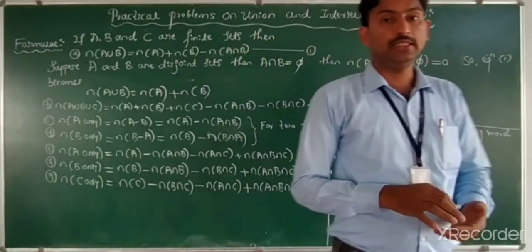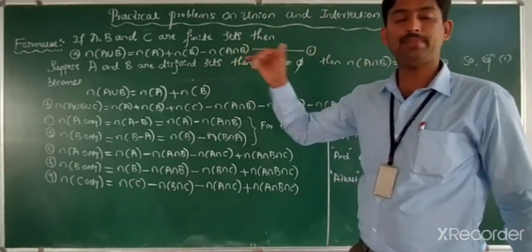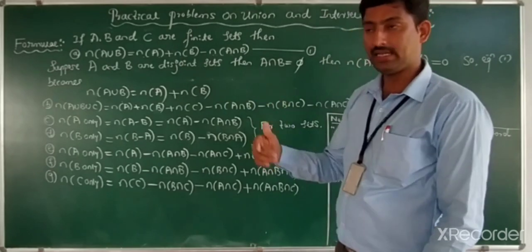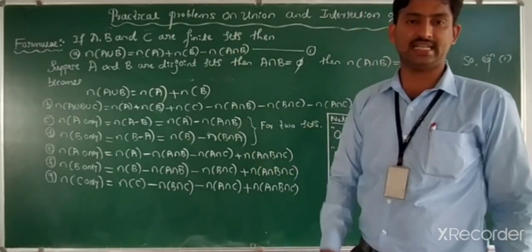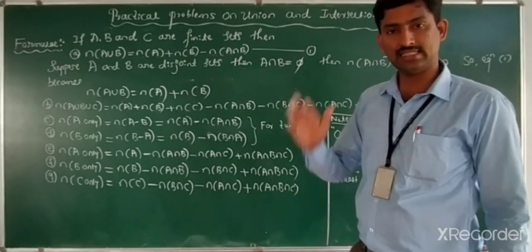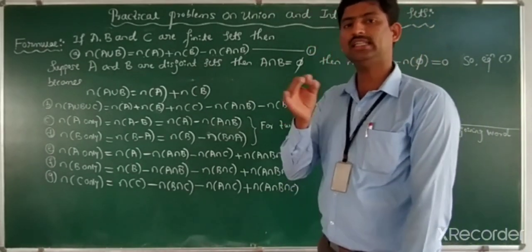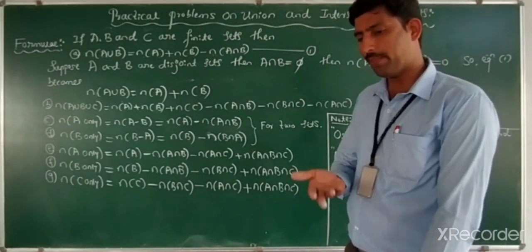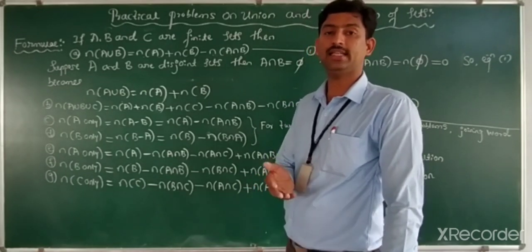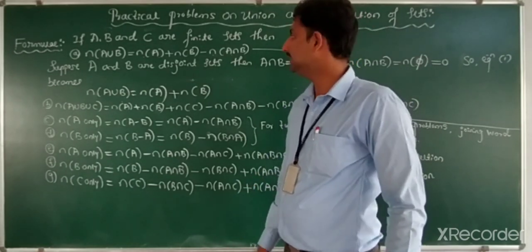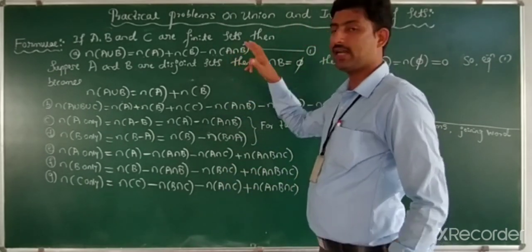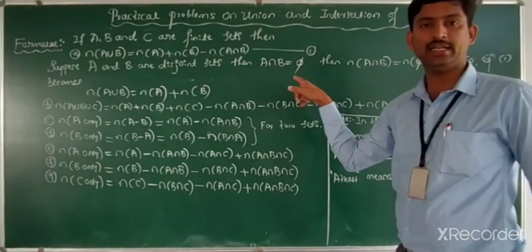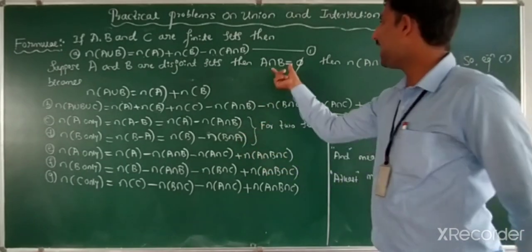Then what happens? Suppose A and B are disjoint sets. In the same formula, A, B, C are finite sets, but suppose A and B are disjoint sets. What is the meaning of disjoint sets? We discussed it in the last video session. Two sets A and B are said to be disjoint if there is no common element between them. If there is no common element between both sets A and B, we say that A and B are disjoint sets. Suppose A and B are disjoint sets, then A intersection B is equal to empty. What is the meaning of A intersection B is equal to empty? A and B are disjoint.